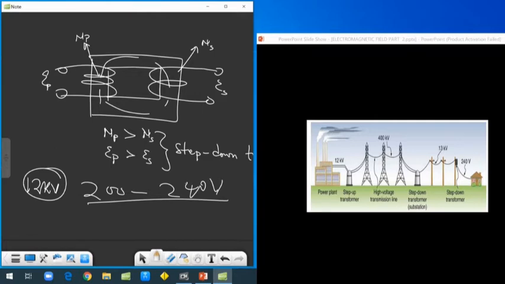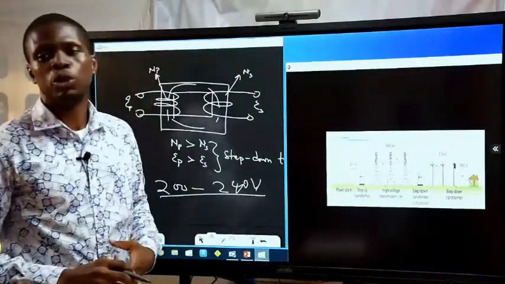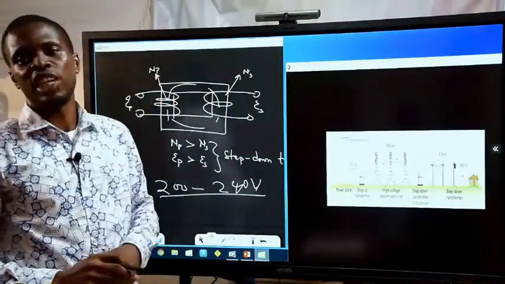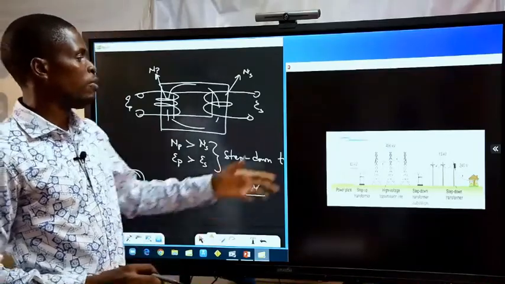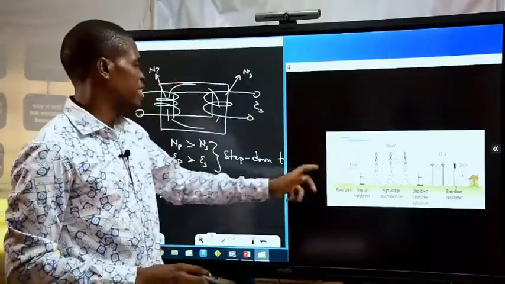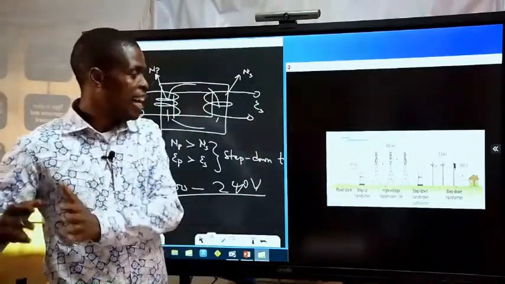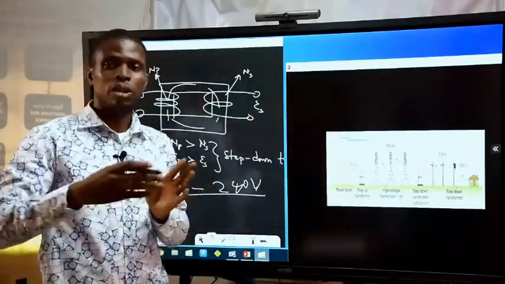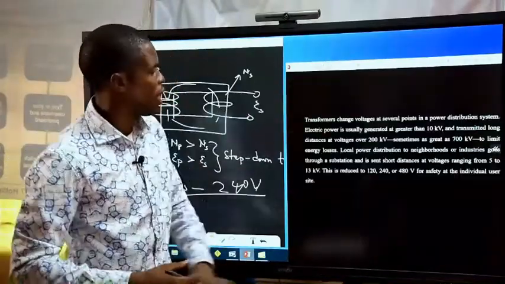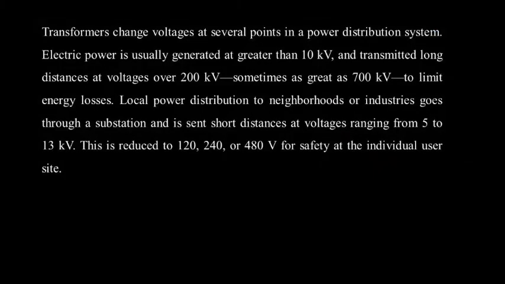But it is consumed at a very low voltage, because if you supply 12 kV to various houses, it will pose danger to the human beings living there. A 12 kV voltage can fry a human being without recognition. So the voltage supply must be regulated by the transformer at each station or at each point as the voltage is being transmitted. Transformers change voltage at several points in a power distribution system, and that is why it is necessary for us to have transformers in our various locations.